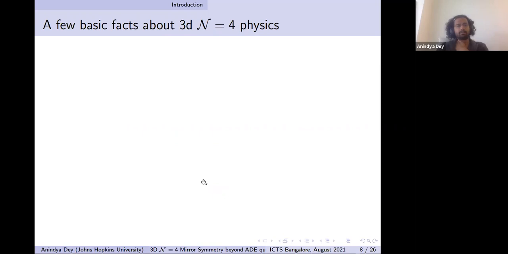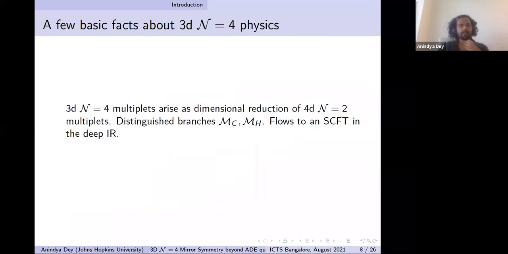Okay, I'm running way behind time. So let me quickly introduce a few basic facts about 3D N=4 physics. 3D N=4 supermultiplets arise as dimensional reduction of 4D N=2 multiplets. There are two distinguished branches: the Coulomb branch, where the gauge group breaks down to the maximal torus, and the Higgs branch, where generically the gauge group is completely broken. The theory has a dimensionful coupling constant, so it flows in the deep IR to an SCFT. That's a known fact.